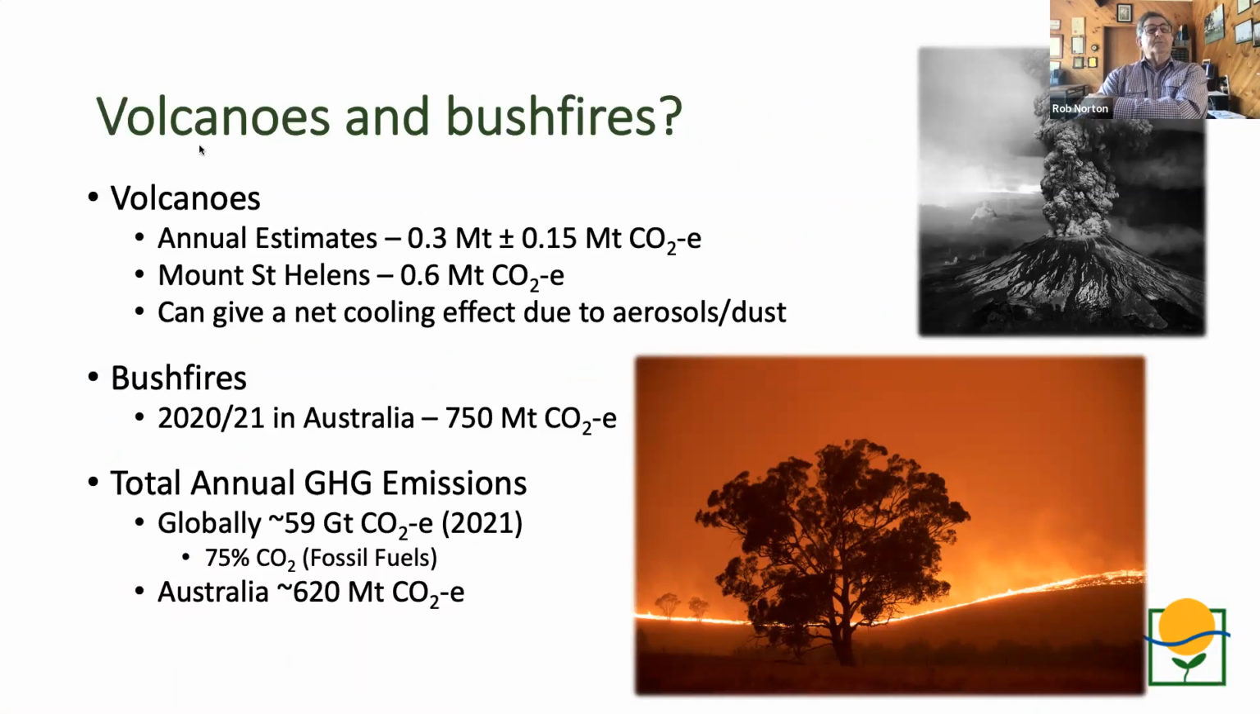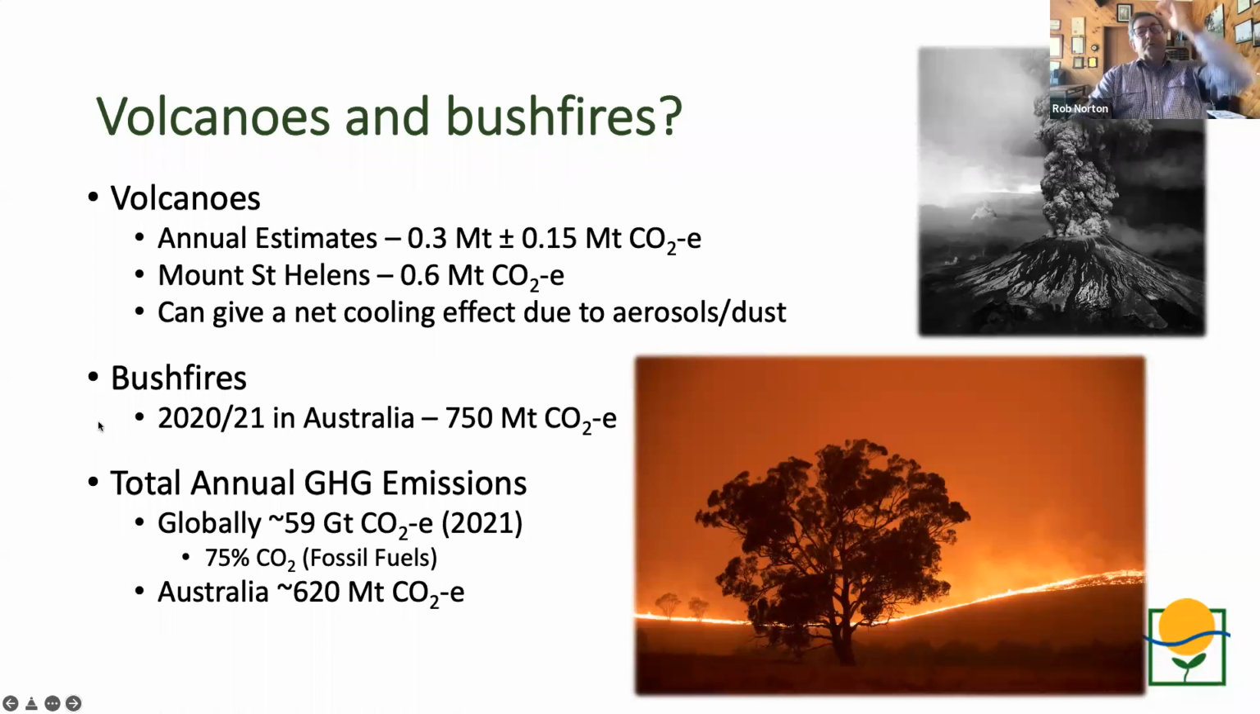These are the estimates from volcanoes. So Mount St. Helens, which erupted in the US, I think it was in the 80s, emitted 0.6 megatons of carbon dioxide equivalent. And in fact, most volcanoes seem to have a net cooling effect due to dust that it throws up in the air.